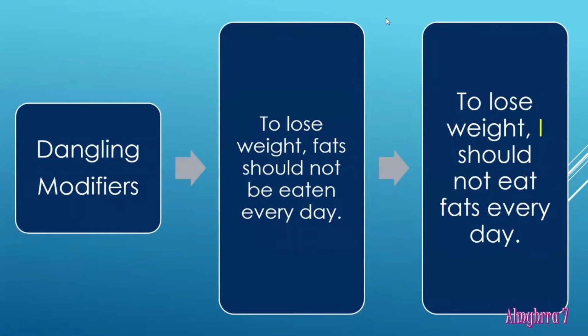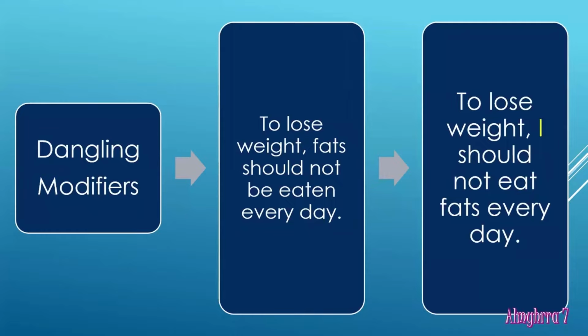Another example here. To lose weight, this is your introductory modifier, to be specific, an infinitive phrase. The subject is fats. Who is going to lose weight? Is it fats? Now, to lose weight does not modify the subject fats. It should be another one. So, therefore, the word modified is not found in the sentence itself. So, how can we check dangling modifier? You would say, to lose weight, I should not eat fats every day.